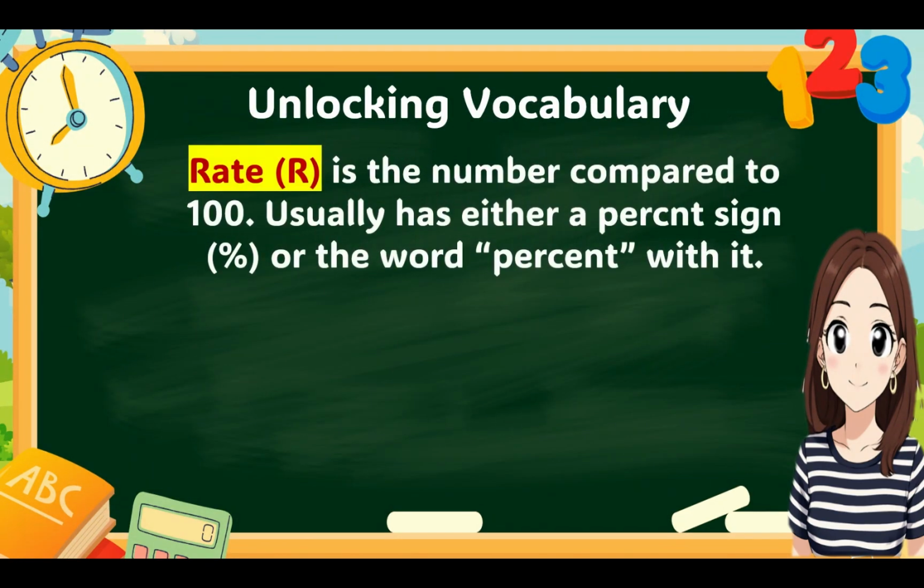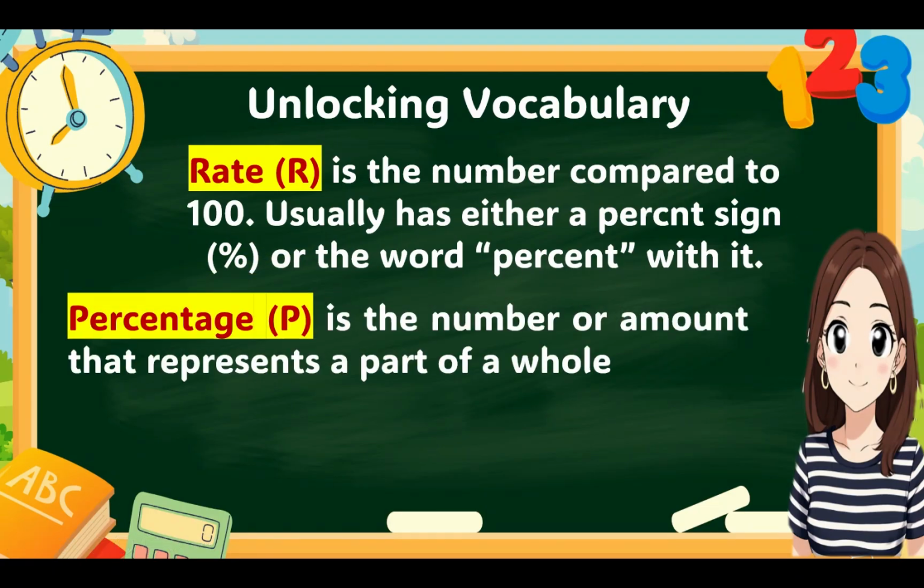Now let's unlock some vocabulary. First, let's learn about rate. It is represented by a big letter R, or capital letter R, and it is the number compared to 100. Usually it has either a percent sign or the word percent with it.